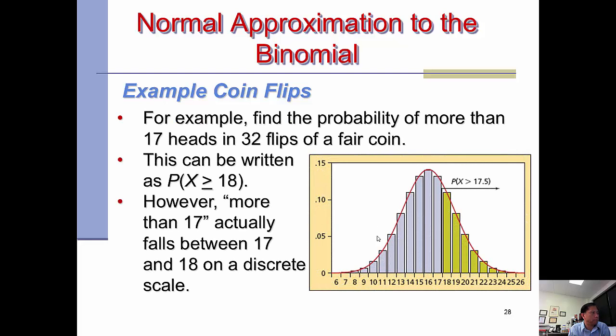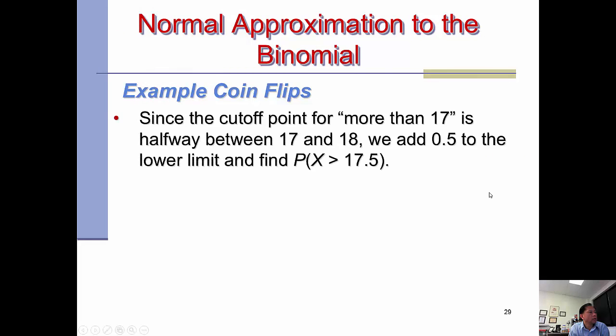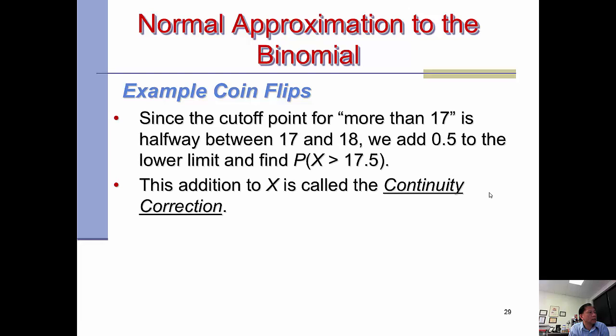But before we do that, what is the probability of more than 17 heads in 32 flips of a coin? That means we can write the probability that X is larger than 17, right? So more than 17 heads. More than 17 is actually between 17 and 18. We can use 17 and a half to denote that. Basically, since that's the cutoff for a number more than 17, we use 17.5.